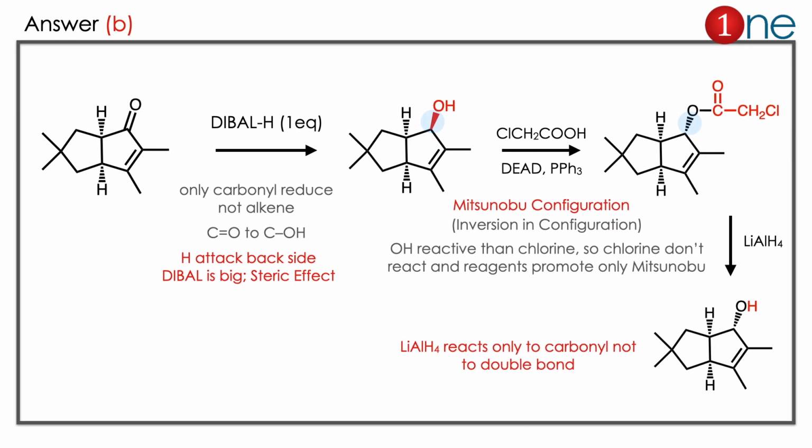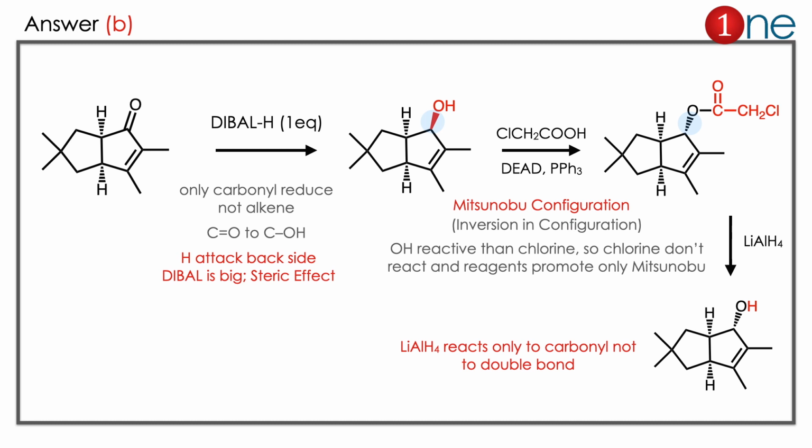The answer is B. Let us see how. Here the starting material is a conjugated ketone. You are using the bulky hydride reagent. It is a bulky reducing agent. It only reduces the carbonyl group. It will not reduce the alkene there. So the carbonyl group is reduced. Since it's bulky, it always approaches from the side away from the hydrogen. So OH is formed opposite to the hydrogen, which is above the plane.